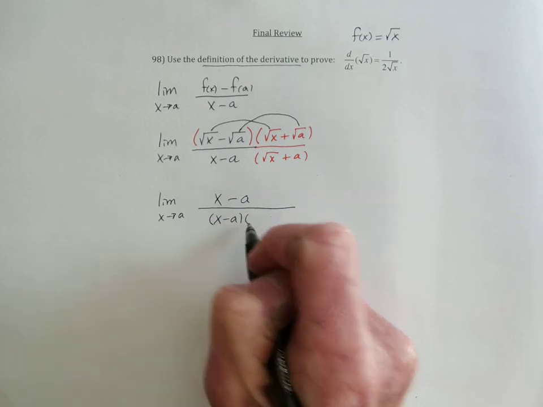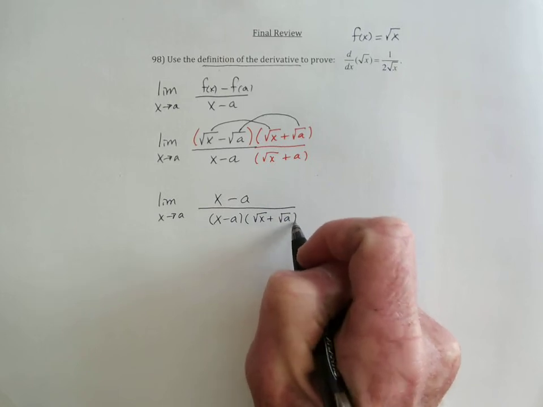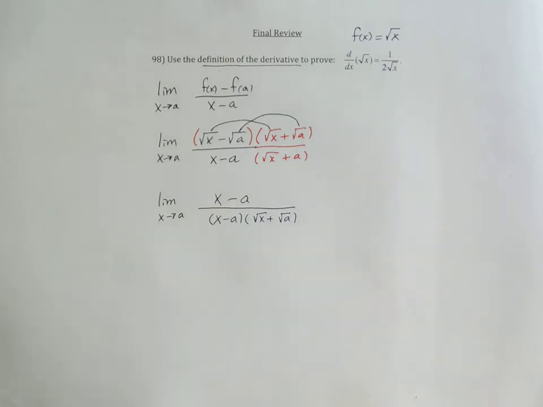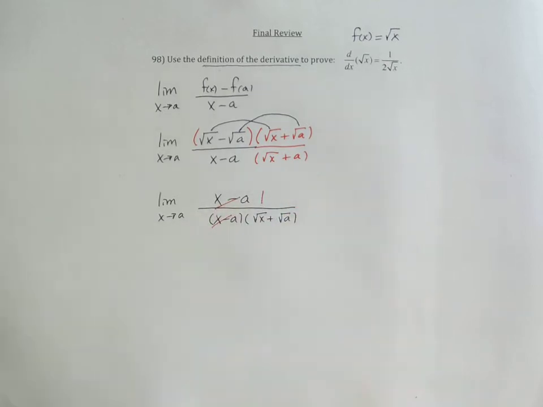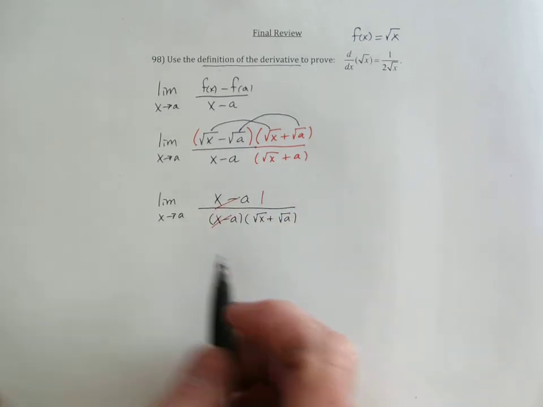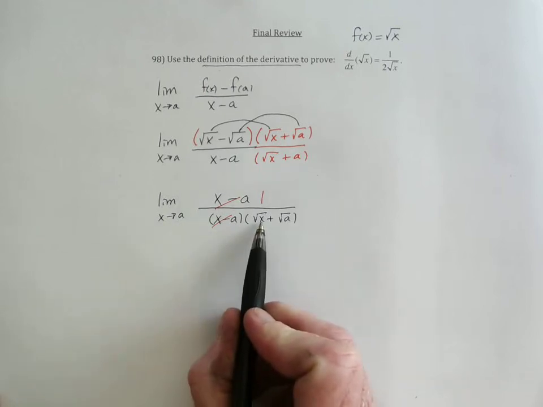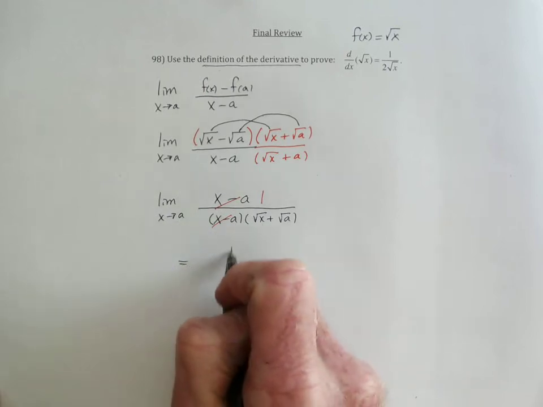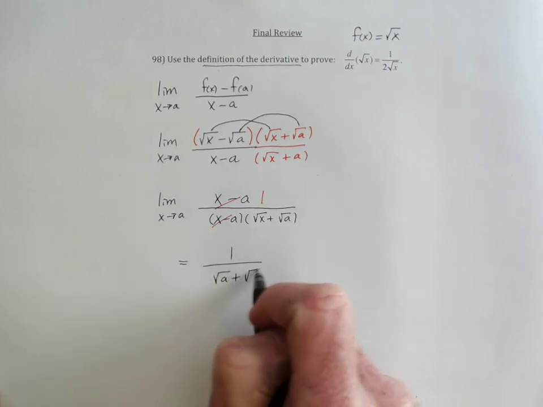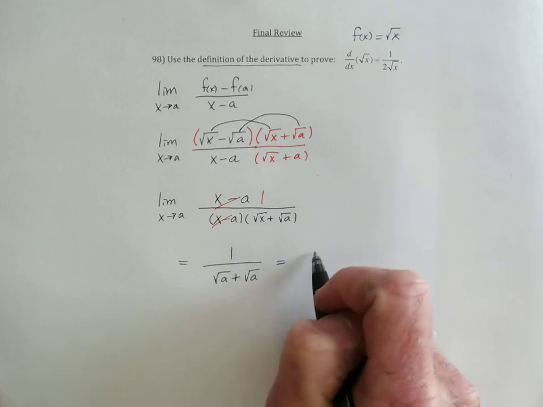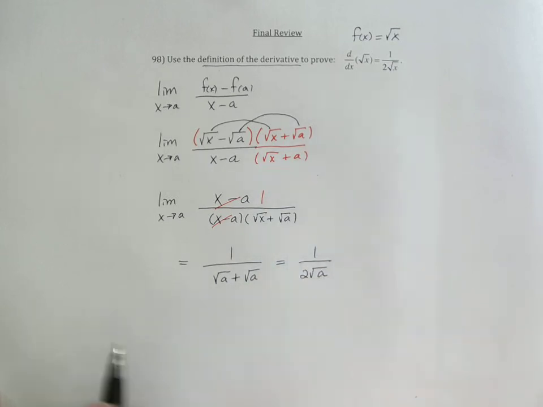And for the denominator, you can just leave it in parentheses. x minus a gets multiplied with the square root of x plus the square root of a. And then the good news, x minus a and x minus a cancel, leaving just a 1 on top. And then I can go ahead and substitute that x becomes an a right here. So then it's going to be a 1, and the denominator has the square root of a plus another square root of a, which means the denominator has 2 of them that are the square root of a.